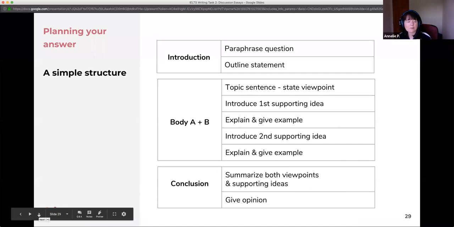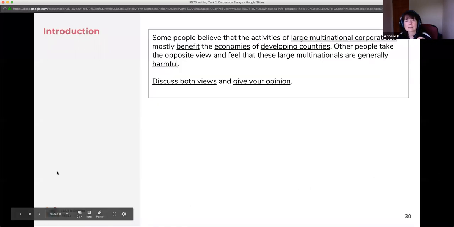So let's look at everything in more detail. So we've got the question again for you here with the underlined keywords. So what we're going to do first is to paraphrase the statement, okay? So how do we do that? We've looked at this before. What are the different ways that you can paraphrase? Okay, very good. Si, you can use synonyms. Okay, yes, Latifi, you're using your own words, so you can use synonyms.